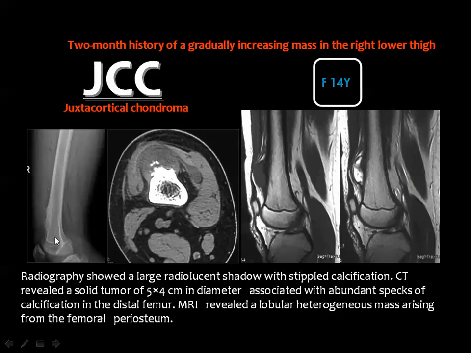juxtacortical chondroma. You see some localized irregularity of the cortex of the distal part of the femur, which is one of the common sites for this lesion. By CT, you see a soft tissue mass with some calcific spots inside. By MRI, the mass is of low signal in the T1 and high signal in the T2 weighted image.